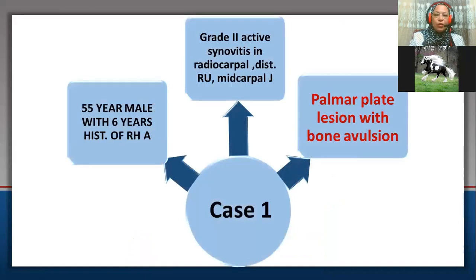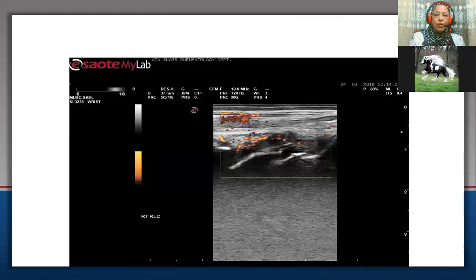My first case was a 55-year-old male with a 6-year history of rheumatoid arthritis. He had bilateral wrist synovitis as detected by musculoskeletal ultrasound examination. This is the image of his right wrist with synovial hypertrophy and posterior Doppler signal, mostly grade 2 at the right radiocarpal and mid-carpal joints.